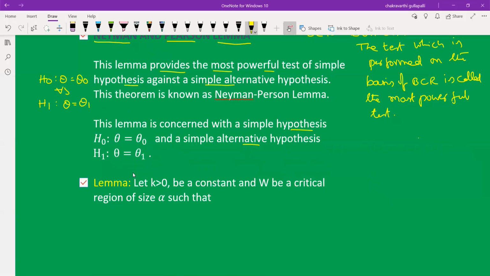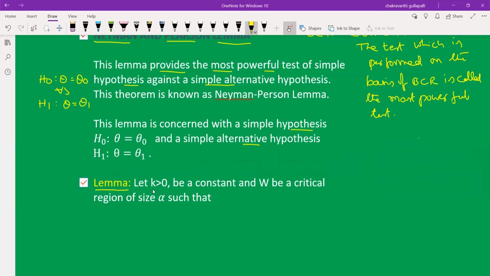Different situations are there: simple to simple, simple to composite, composite to simple, composite to composite. There are 4 cases. According to our syllabus, from the entrance examination point of view, we only have to study simple to simple. Statement of lemma.